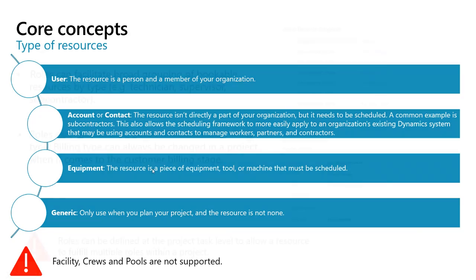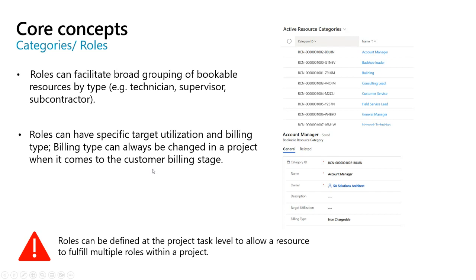Now we have to talk about roles. Roles help you to group resources with the same characteristics. For example, you can have a project manager, a solution architect, a developer, and so on. A role can have a specific target utilization and billing type, which will be the default either on the resources or on the project.